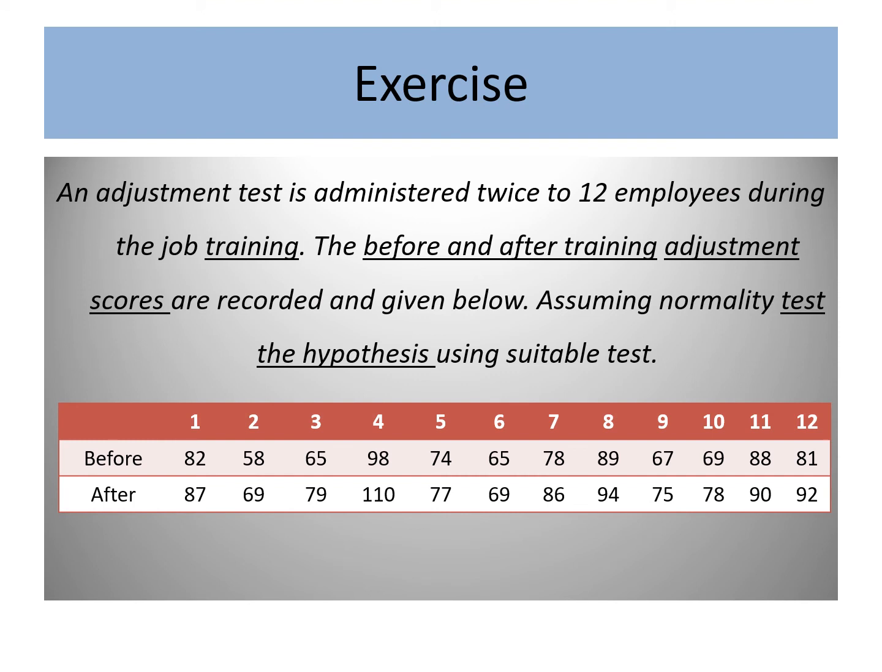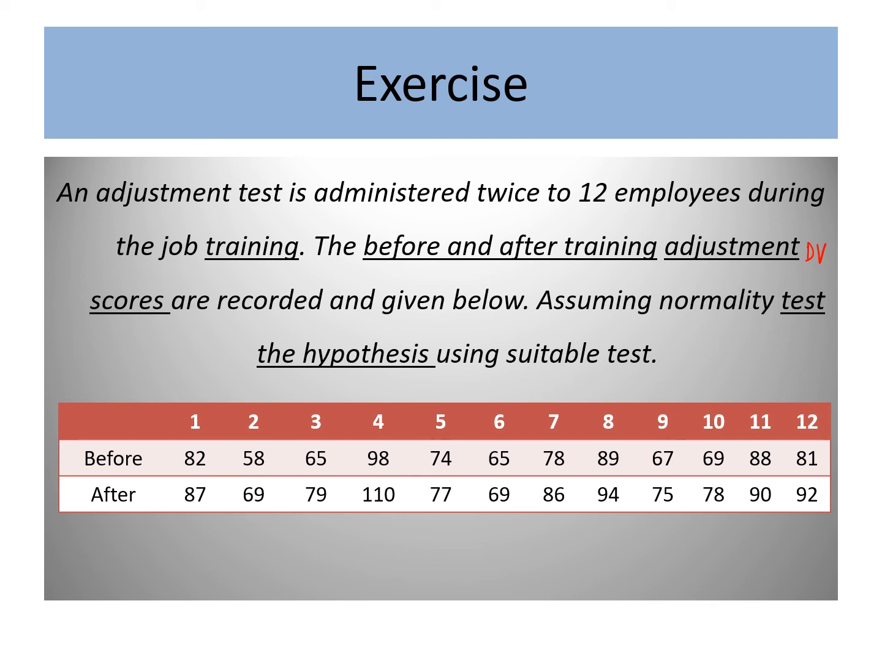Now here I have given an exercise to you. An adjustment test is administered twice to 12 employees during the job training. The before and after training adjustment scores are recorded and given below. Assuming normality, test the hypothesis using suitable test. So what is important? See what scores you are going with. You are going with the adjustment scores. So adjustment is the dependent variable.